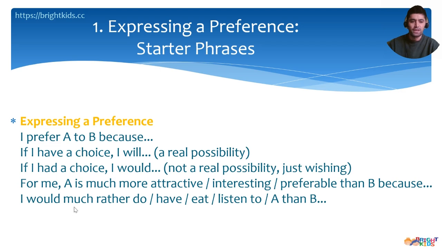"For me, A is much more attractive than B," or much more interesting than B, much more preferable than B, "because..." and then you give the reason. "I would much rather do A than B," or "I would much rather eat A than B." So you can use a variety of verbs when you are talking about your preference of something.